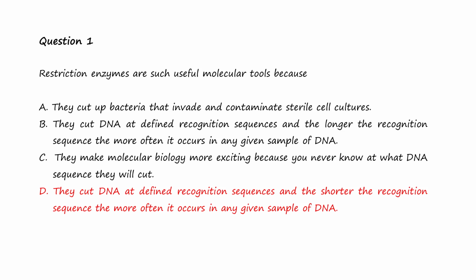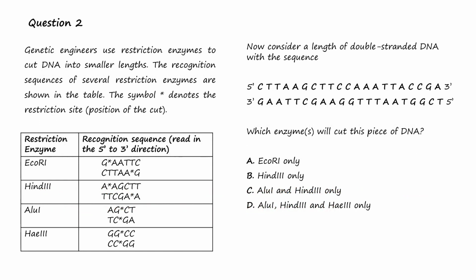Answer A is incorrect, as bacteria use restriction enzymes to cut up bacteriophage or viral DNA. Answer B is incorrect, as the longer the recognition sequence, the harder it would be to find that sequence in the sample DNA, hence the longer the fragments. Answer C is incorrect, as the restriction enzymes that cut at specific sequences are the most useful as results can be replicated.